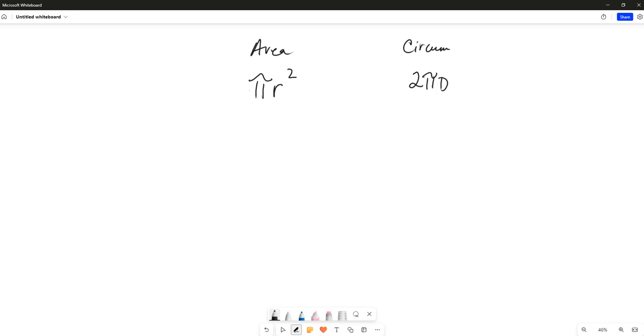I'm sorry, not 2. It's pi times diameter, circumference. It's pi times diameter, or 2 times pi times radius. Okay. All right. So if we have the area, it's either this or this, and the reason why it could be either is because the diameter is twice the radius.